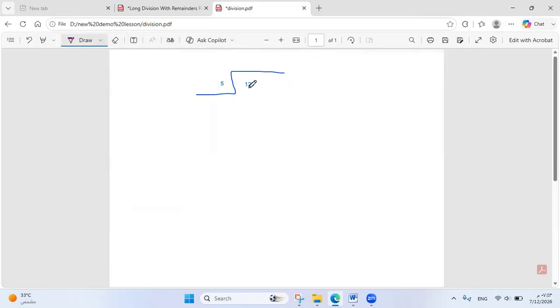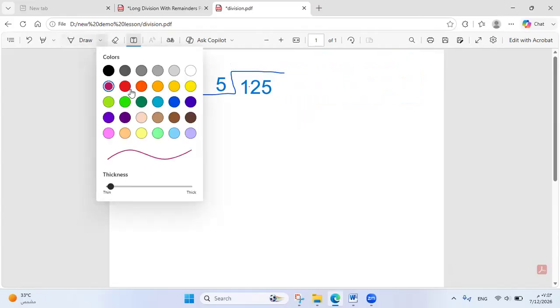What does it mean? We start with 1 divided by 5. Okay, so we can say 1 divided by 5. Let's make it bigger. And this one also. Now start again.